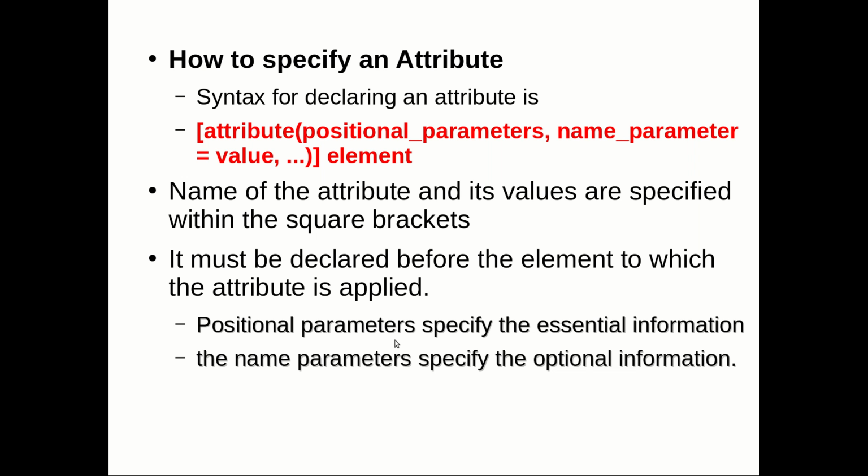The positional parameters are the essential information. So this is not optional. This is going to be mandatory information which is to be associated with the attribute. Whereas the following name parameters will give you the optional information. So if you want the optional information, that can be added, otherwise you can ignore these name value parameters in the declaration.